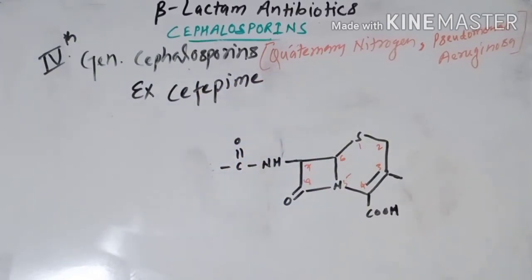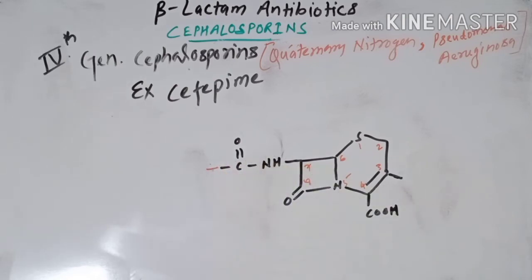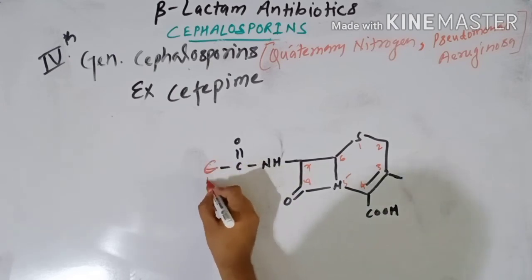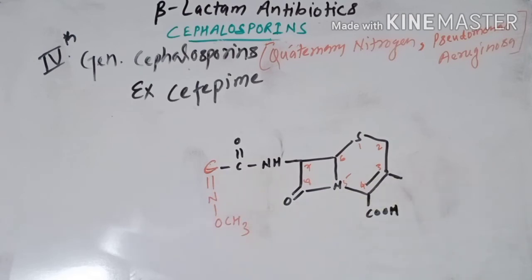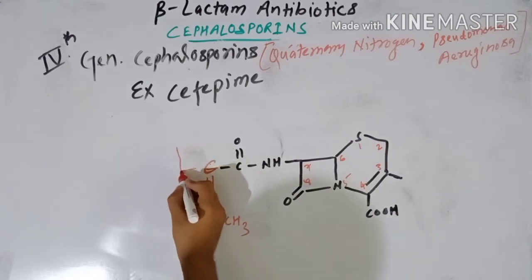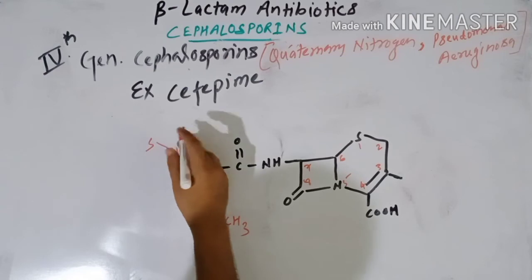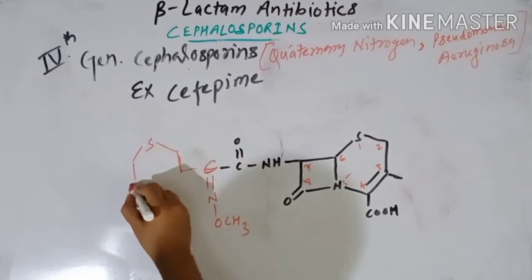So what is the structure? How does this cefepime look? What is the structure of this drug? As usual, as we have seen in the previous third generation cephalosporin, here comes your carbon, and on this carbon there is nitrogen, and on this nitrogen there is a methoxy group. So this remains as such, and this carbon is again directly linked with thiazole. So this structure is also the same here.